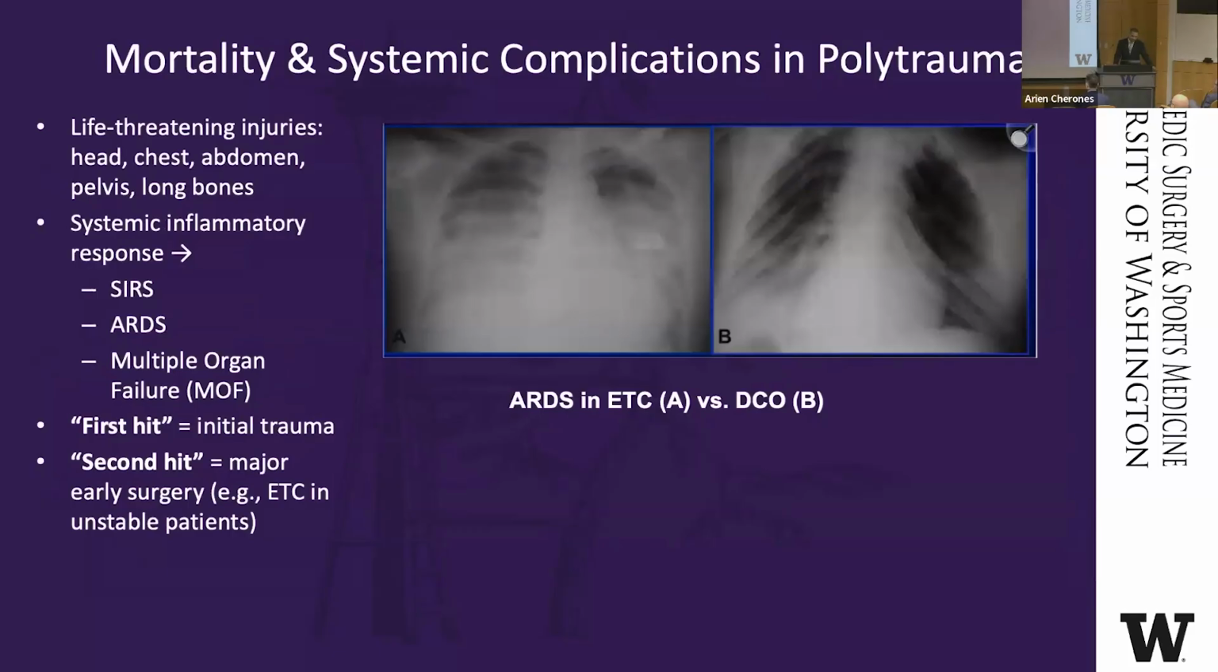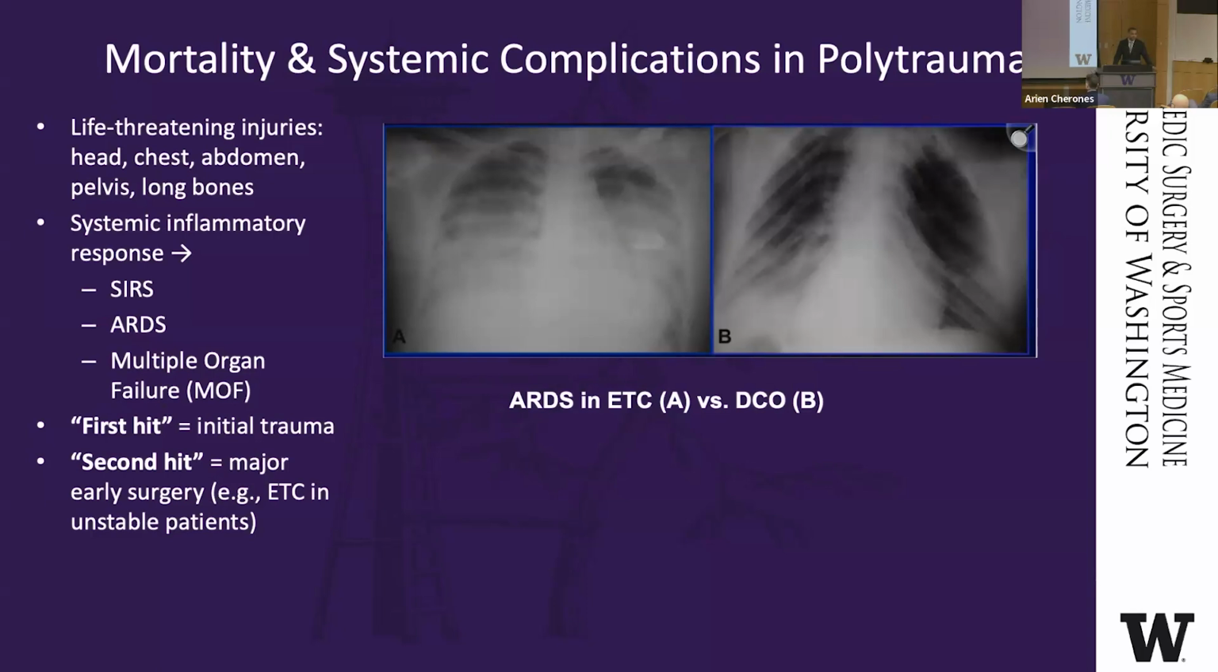So some of the mortality and systemic complications of polytrauma, any of these life-threatening injuries, such as to the head, chest, abdomen, can eventually lead to a systemic inflammatory response. What we're familiar with is acute respiratory distress syndrome, or SIRS, and multiple organ failure. So these can be long-term consequences of a polytraumatized patient.